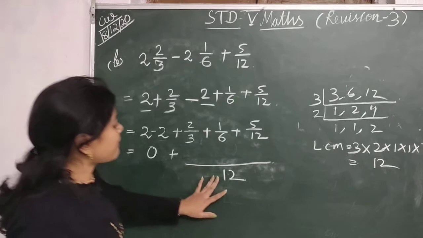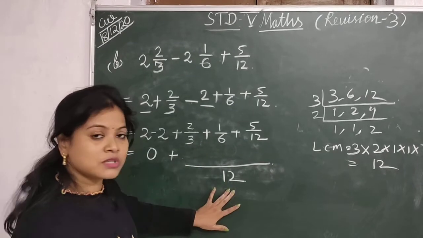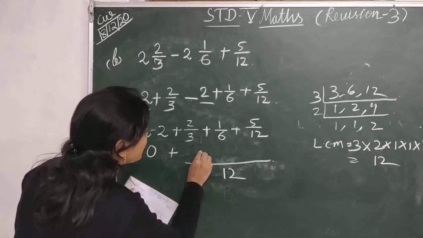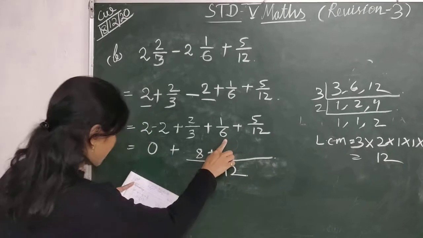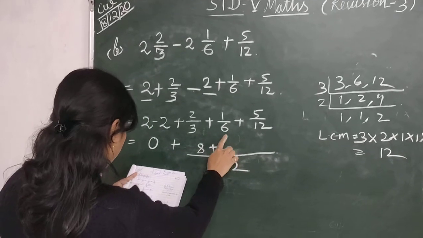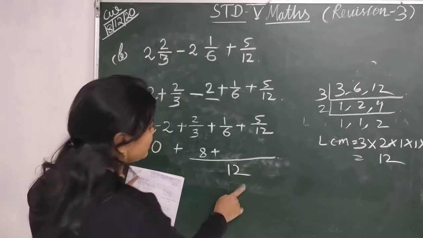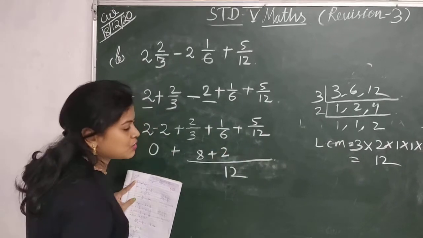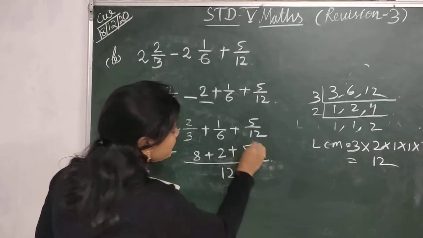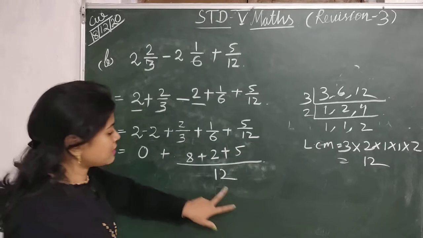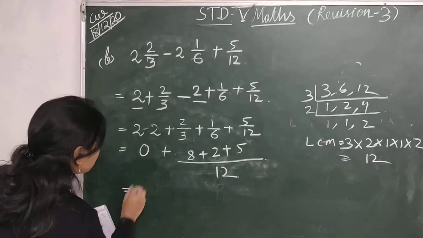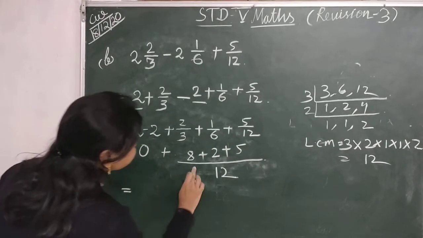Now again, children, divide 12 by 3. 3 fours are 12, 4 twos are 8. So I will write here 8. Then here 6. Okay. 6 into 12, 2, 2 ones are 2. So I will write here 2. Then here simply I will write 5 because here 12, here 12. Okay. Then your answer will be 0. No need to write that.